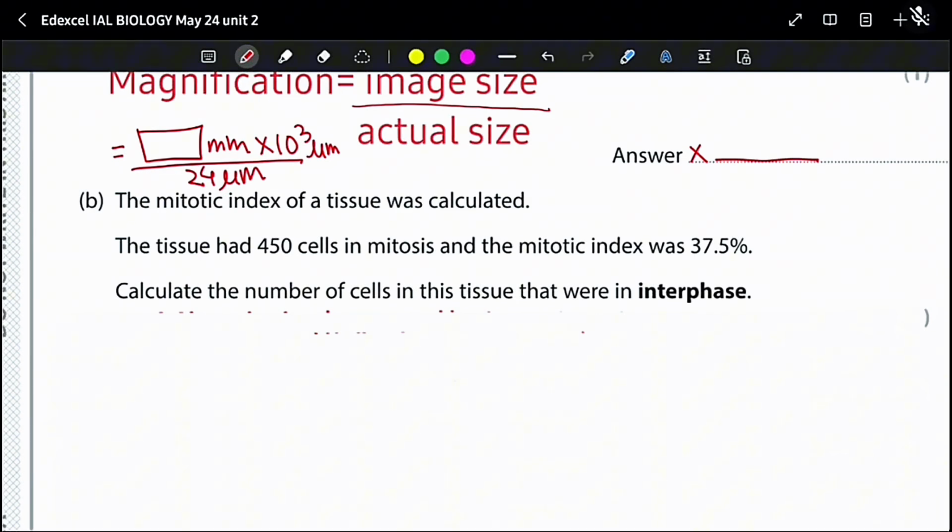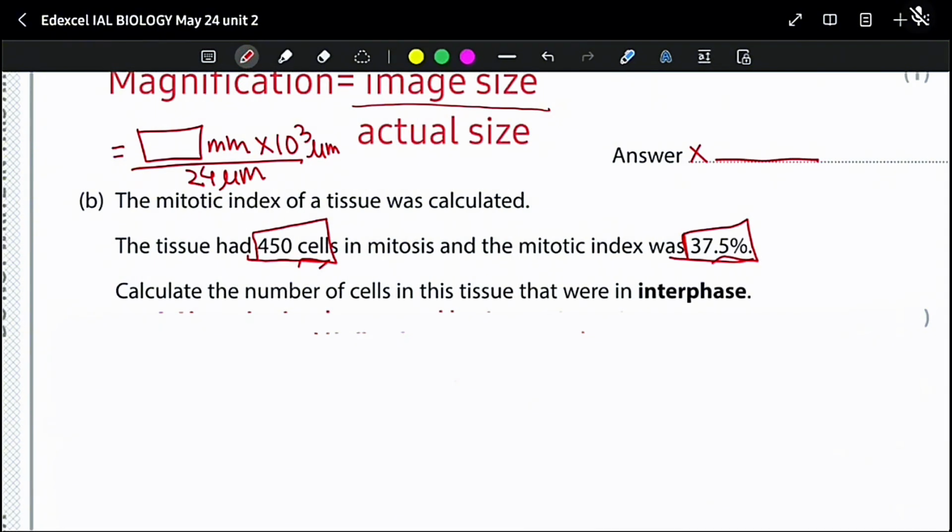B. The mitotic index of a tissue was calculated. The tissue had 450 cells in mitosis, and the mitotic index was 37.5%. Calculate the number of cells in this tissue that were in interphase. So we know the formula for mitotic index is cells in mitosis divided by total number of cells. The mitotic index is given in percentage, 37.5, and the cells in mitosis was 450. So we have to find the total number of cells.